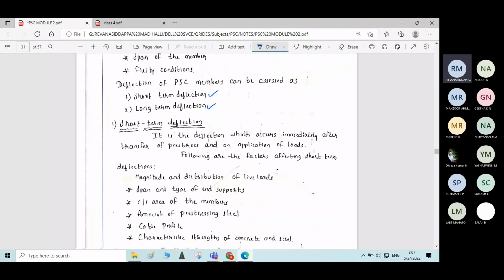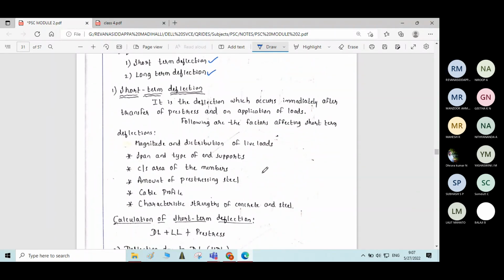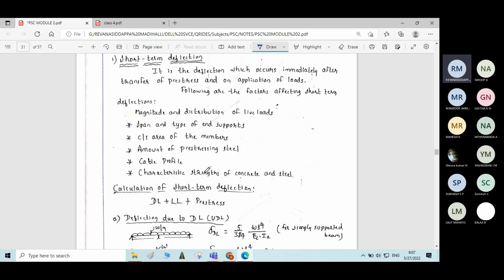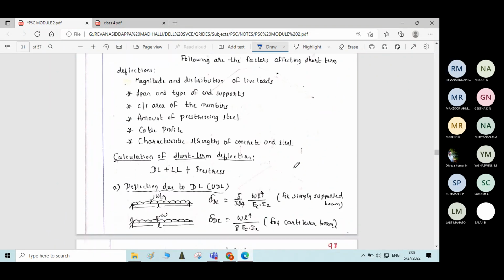Okay, as I said, this short-term deflection is a deflection which occurs immediately after the transfer of pre-stress and application of the loads, that means at the fresh state of the PSC beam. This deflection will take place, and this short-term deflection depends on several factors such as span and type of end supports, cross-sectional area of the member, amount of pre-stressing steel, cable profile, and characteristic strength of steel and the concrete. Depending upon all these factors, the short-term deflection depends.